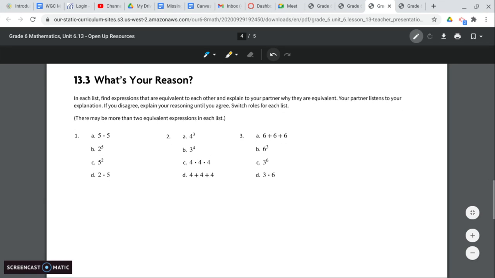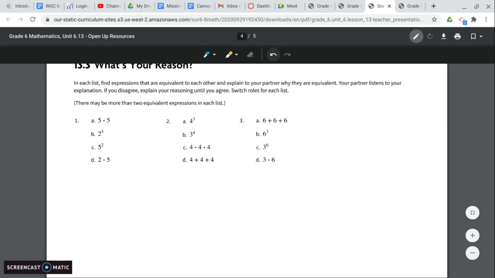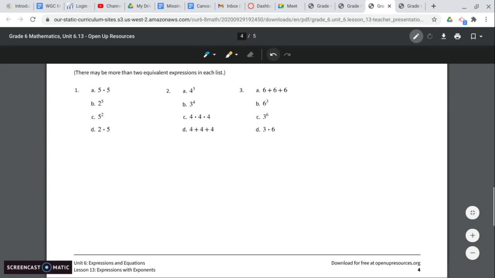What's your reason? In each list, find expressions that are equivalent to each other and explain why they are equivalent. So if we look, we've got 5 times 5. 5 times 5 is the same thing as 5 squared. Remember, base is the big number. How many times we multiply it is the exponent.